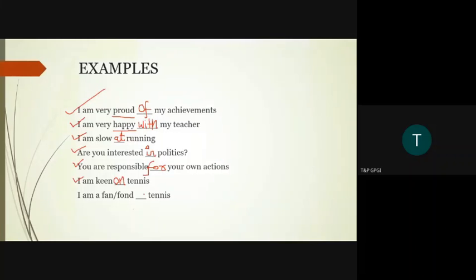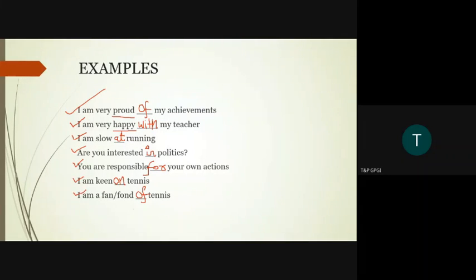So I guess you can guess it now. I am a fan dash tennis, or I am fond dash tennis. What will come here? Very good if you have guessed it correctly. So I am a fan of tennis, or I am fond of tennis.